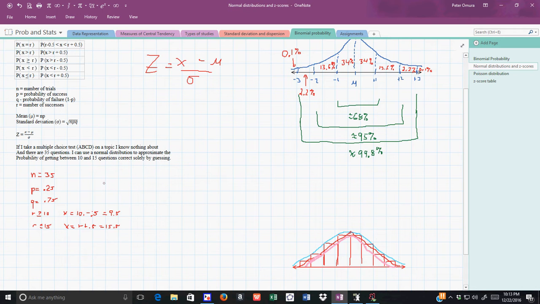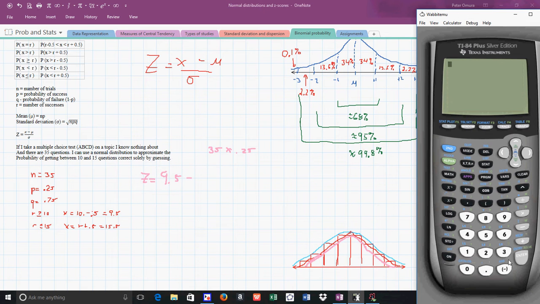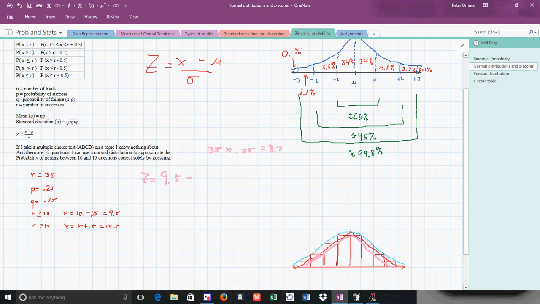So n equals 35. So now what I'm going to do is use my z-score. I'm going to say z equals, my x value is 9.5 minus my mean, which was n times p. So that's going to be 35 times 0.25. I'll just type that in. 35 times 0.25, and I get 8.75. So I'll just put that in now. 8.75, and this is my mean.